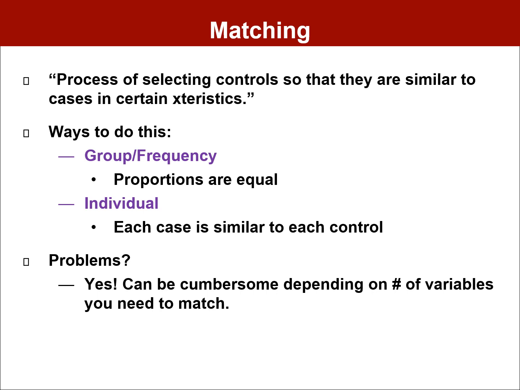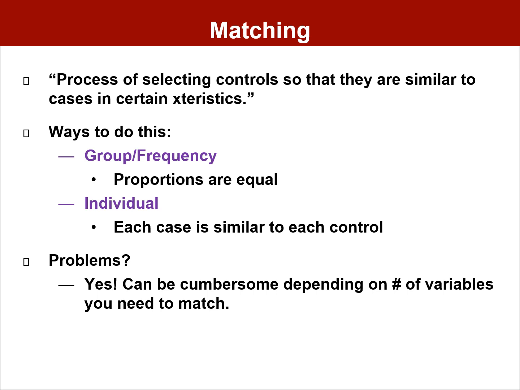The concept of matching is a process of selecting controls so that they're similar in certain characteristics. There are two main ways to do this. Either you match them based on groups, or frequencies, or you match them on an individual level. So again, depending on how large your sample is and how rare the condition may be, it's possible for you to do. So you do it based on what your scenario is and what's possible for you.